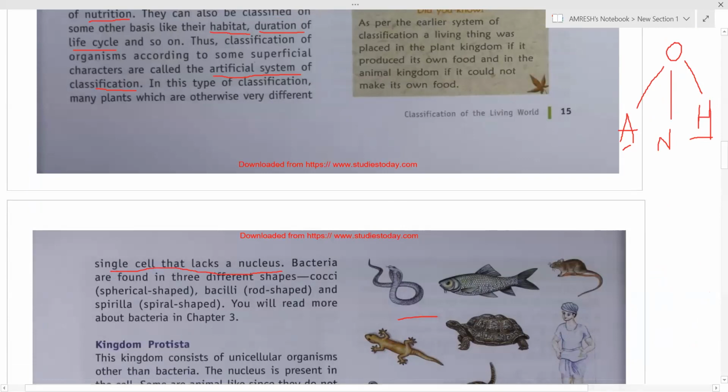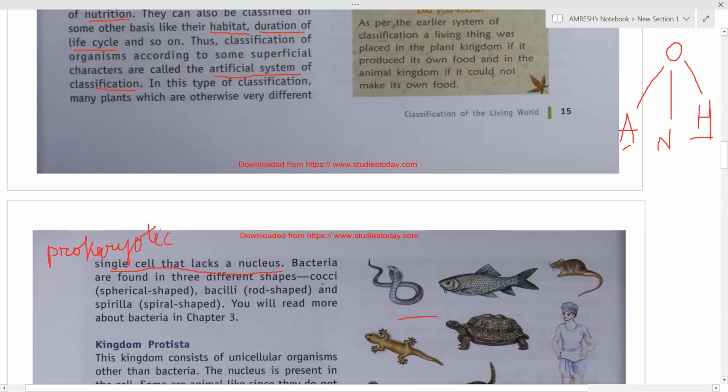So bacteria are the prokaryotic organisms. Remember this point: the organisms without a proper nucleus are called prokaryotic. They are prokaryotic in nature, that is, the nucleus is not well formed, or the nucleus is absent, you can say.